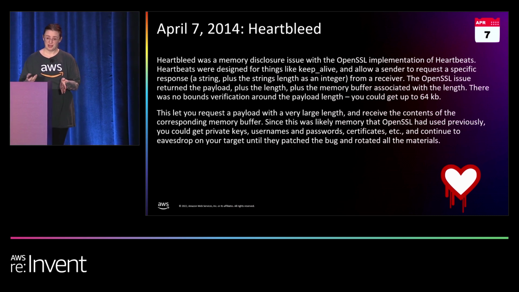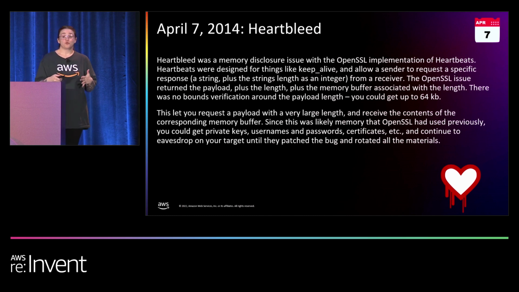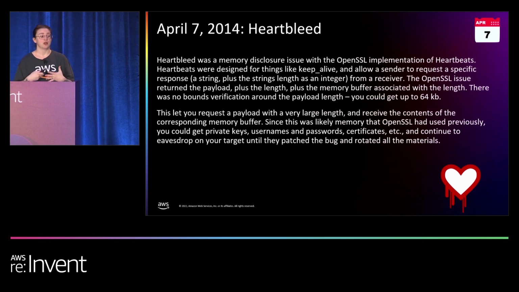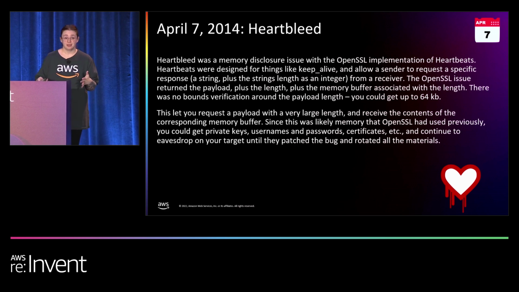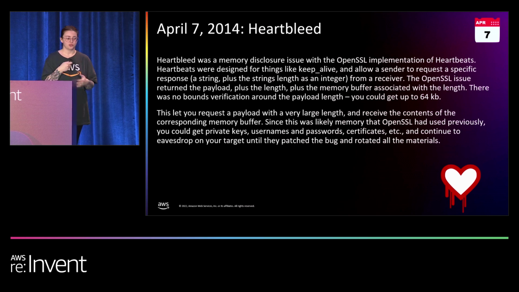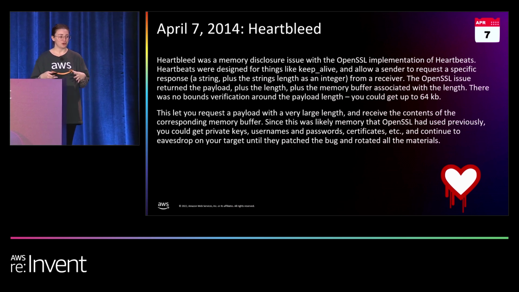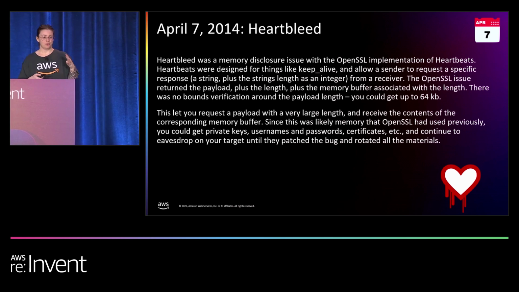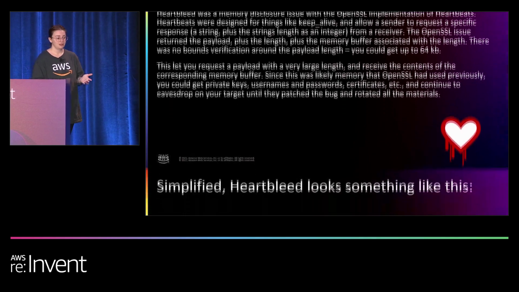So that was part of Log4Shell as well. But ultimately, Heartbleed let you return a payload with a really large length and return the corresponding chunk of a memory buffer. And because this was memory that OpenSSL had used previously, you could get all kinds of fun stuff this way. So private keys, usernames and passwords, certificates, and importantly, right, Heartbleed let you continue to hang out and eavesdrop on whatever your target was until both the bug was patched, but also all of the associated material had been rotated.